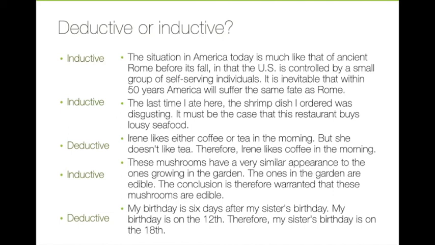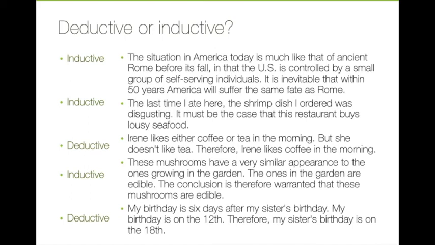Our fourth argument. These mushrooms have a very similar appearance to the ones growing in the garden. The ones in the garden are edible. The conclusion is therefore warranted that these mushrooms are edible. Like the first argument, this argument relies on making an analogy to offer support for its conclusion. The fact that the mushrooms are similar leads this individual to conclude the mushrooms in front of them are likely edible. And you might reasonably worry that since this evidence is no guarantee, this person probably shouldn't eat those mushrooms.